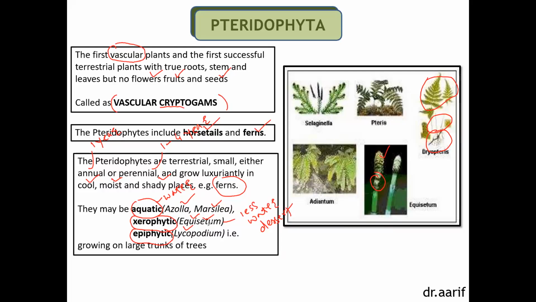These are some examples of pteridophytes on the basis of the habitat in which they grow. So epiphyte, xerophyte, aquatic: all these show growth in different conditions. Epiphytes grow on the trunk of larger plants. Okay, let's move to the next.